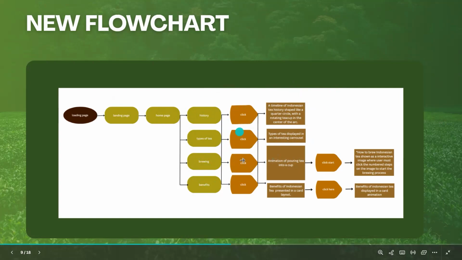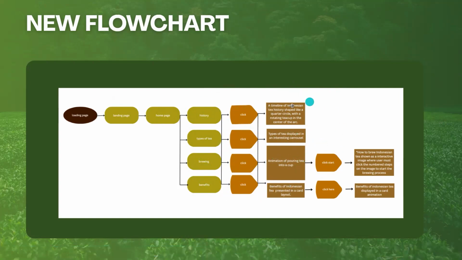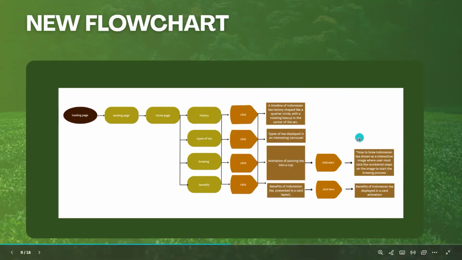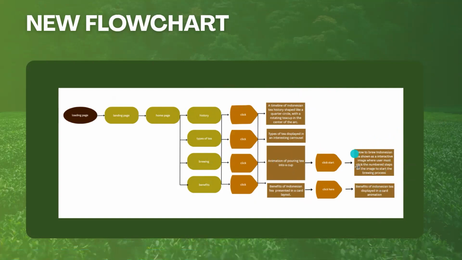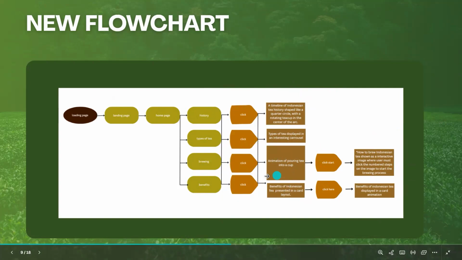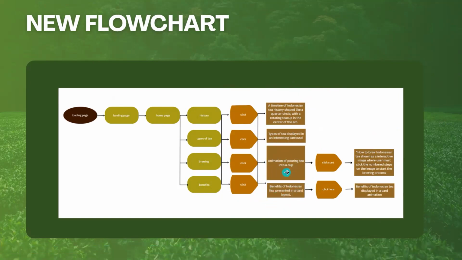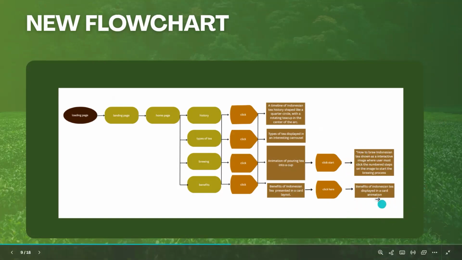For brewing, when we click it, the animation of pouring tea into a cup will appear. And then when we click start, how to brew Indonesian tea will be shown as an interactive image where the user must click the numbered steps on the image to start the brewing process. Next is the benefits. When we click, the benefits of Indonesian tea will be presented in a card layout. And then when we click here, the benefits of Indonesian tea are displayed in a card animation.